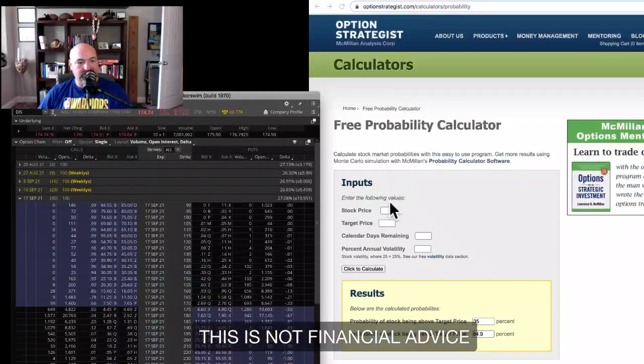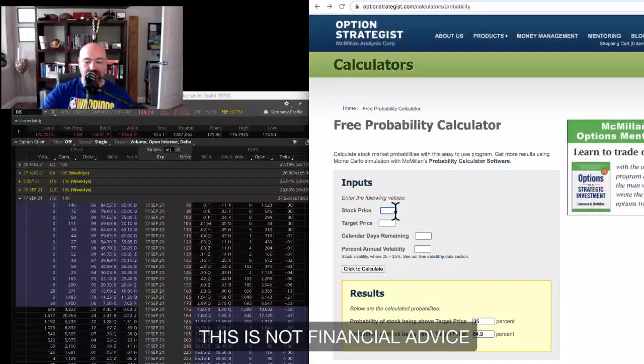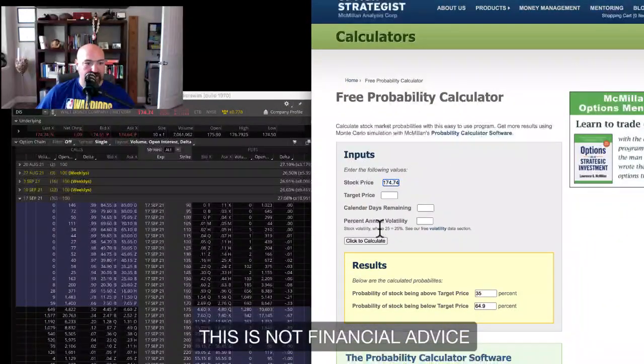So what I'm going to do is I'm going to come in here. It doesn't even care what the stock ticker is because it's all math, right? So I'm going to put 174.74. That's our stock price right now. Let me move this up too. Okay. And target price. So now we got to pick a strike. It wants us to tell it what strike we want, and then it'll give us the probability. So I'm going to just say 180.